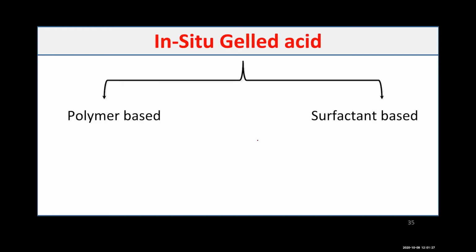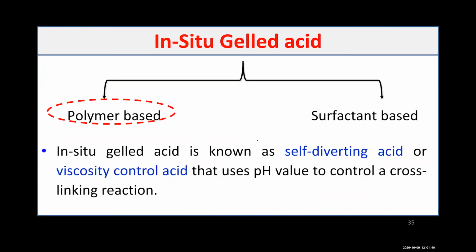So mainly we have two tools for the chemical method. The two most used right now are in situ gel acid, based on polymer and based on surfactant. The polymer one is not used as much, but the most recent one is the surfactant, and it is used extensively in the field currently. Some people call them self-diverting acid or viscosity control acid, but it's the same behavior.